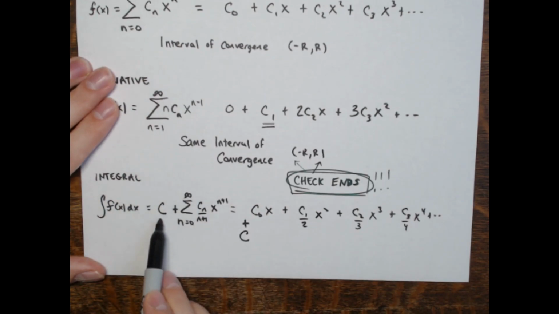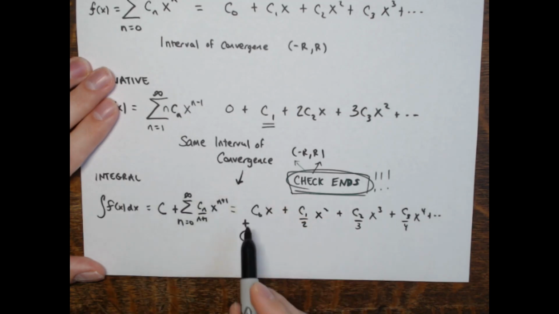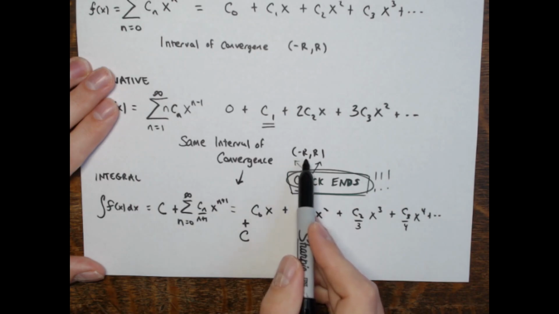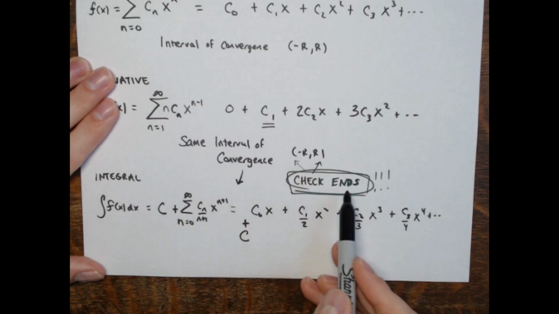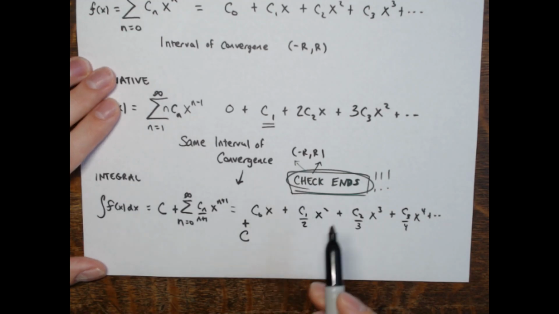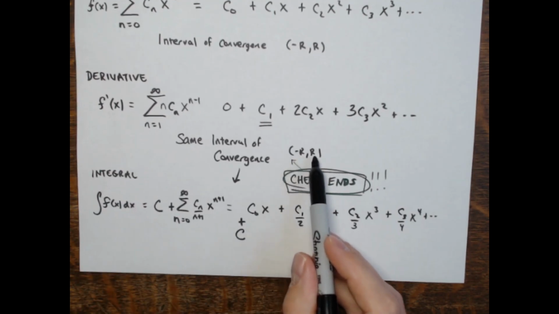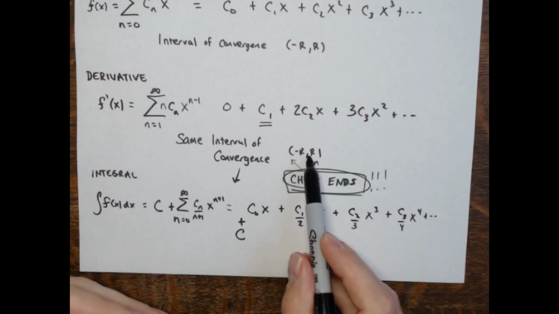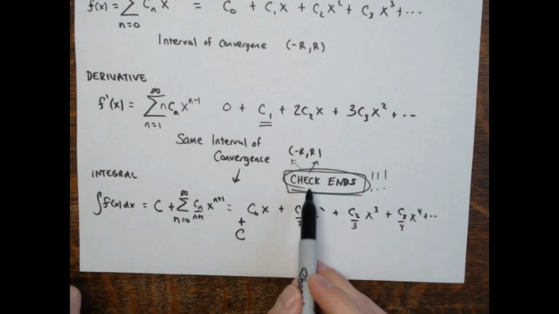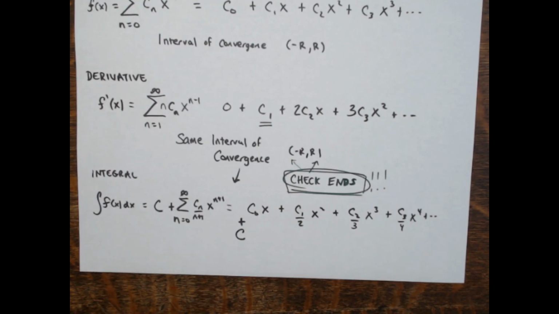Now, this constant of integration, we may have to find, and the same thing with the interval of convergence. It has the same interval of convergence as the original function, but you may have to check the ends, right? You might have increased the size of it and added those values on the ends. But you have the negative r to r, or a minus r to a plus r if it's centered at a, and you're going to have to check the ends when you integrate.